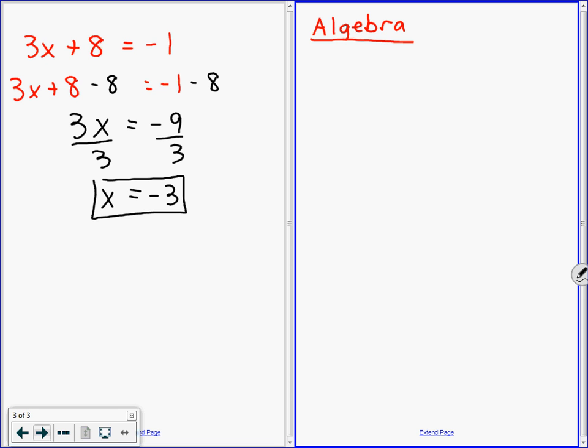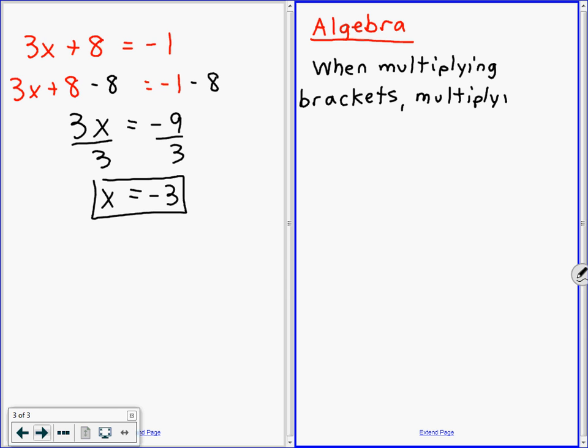So when multiplying brackets, multiply everything outside.